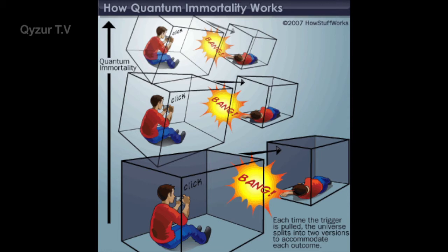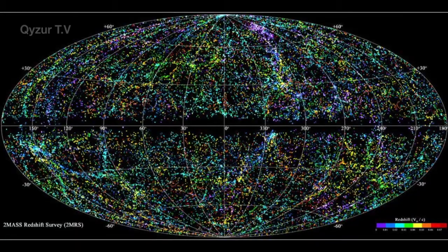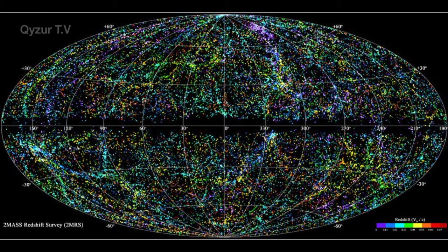Each time he pulls the trigger, the universe is split into two. It will continue to split again and again each time the trigger is pulled, thus creating an infinite amount of universes. So you see, the parallel universe theory could actually be true, but it would really be impressive to see a real live experiment done to prove this theory.